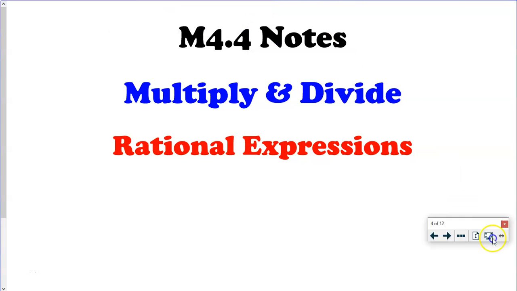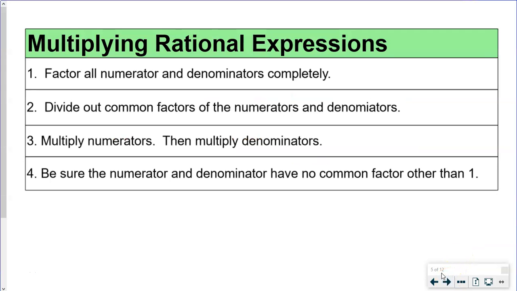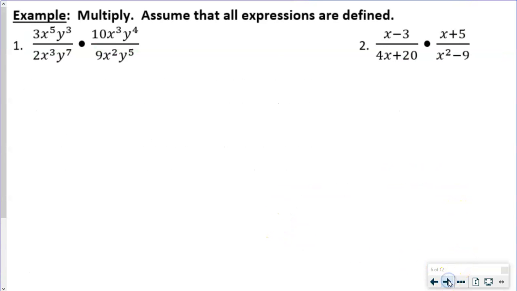So in this video, we are going to go over multiplying and dividing rational expressions. So without the common factors of the numerator and denominators, we're going to multiply the numerators, then multiply the denominators, and we're going to be sure the numerator and denominator have no common factor other than one. Okay, these are some of our steps.